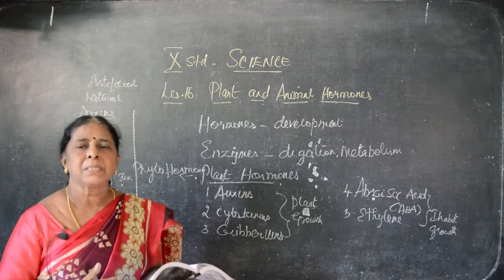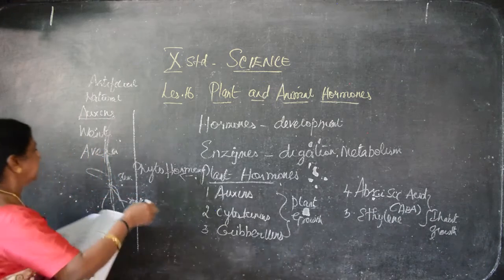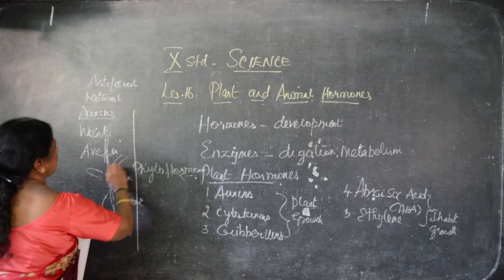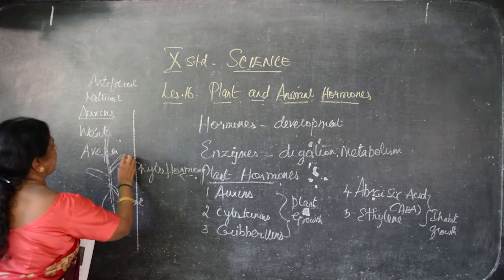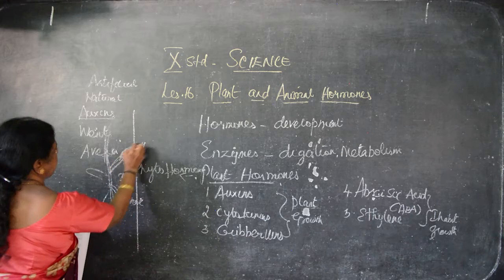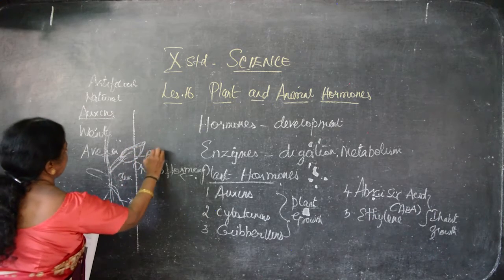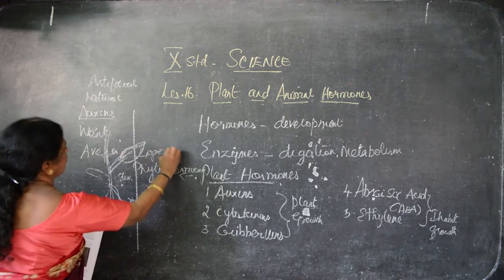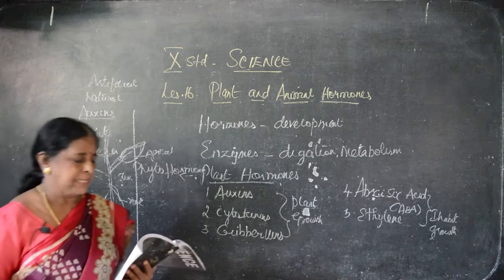It also helps in the apical buds. Here some buds are there, here some. This growth is known as apical growth. These buds are known as apical buds, and the apical buds can also grow by the auxins.